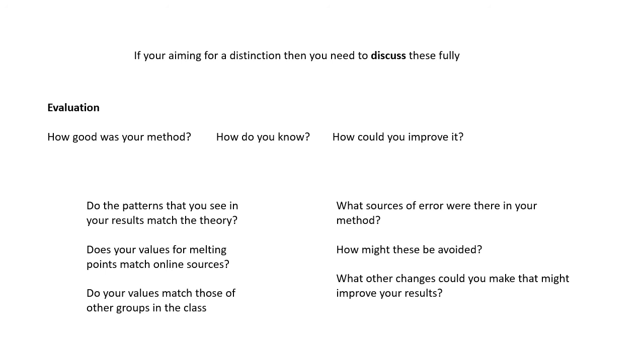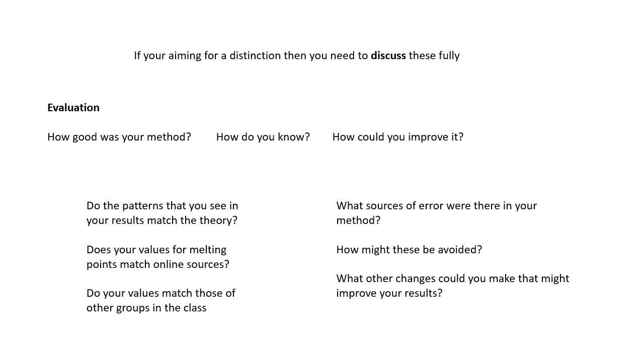What sources of error were there in your method? Can you identify any sources of error? If there were any anomalous readings, could you explain possibly why they happened? How might they be avoided? What improvements could you make to your method so that you get a clearer pattern? I mean, for example, this may mean taking readings more often, okay, or more accurate results.